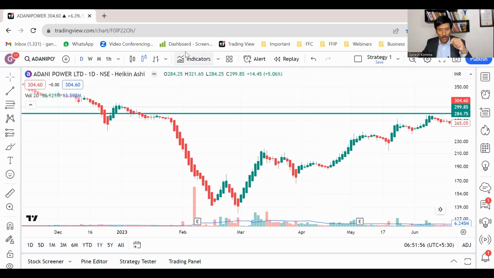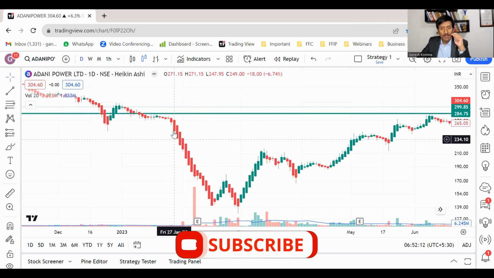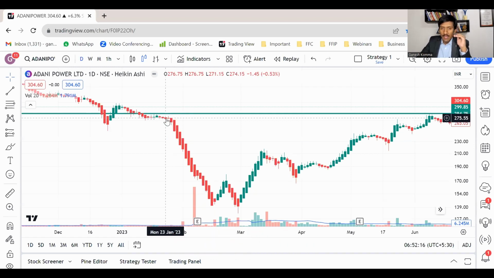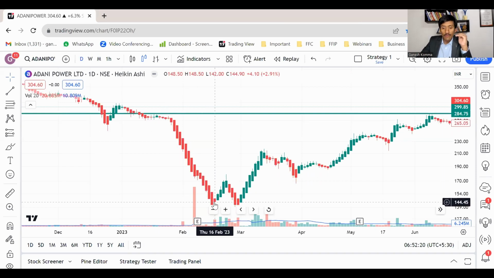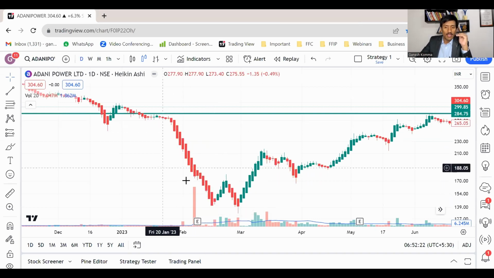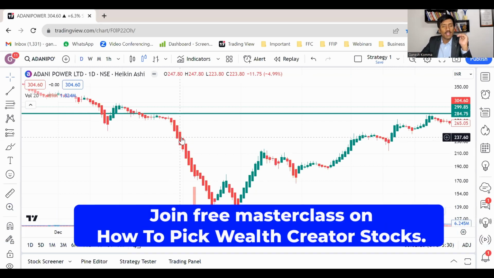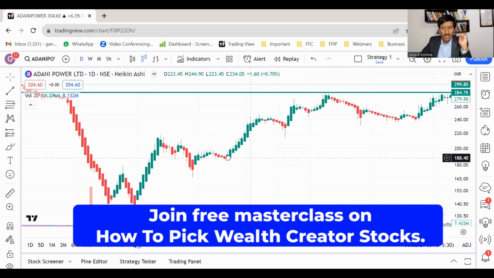So see, during this fall, when Adani Power is falling because of the Hindenburg report, there are people who average. But if you are following it on Heikin Ashi, it is clearly telling you that the trend is completely negative, right? It is bearish. So you should not even think about entering into it almost from 20th Jan till around 15th, 16th February, right? This is the power of Heikin Ashi, right?